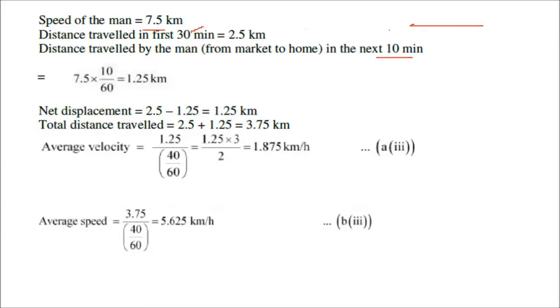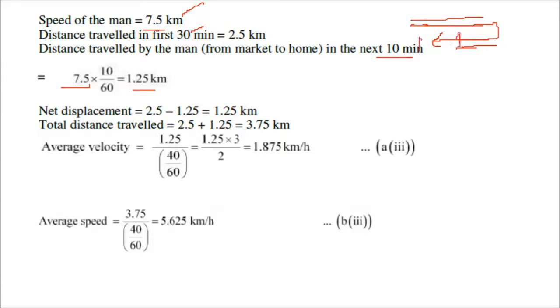30 minutes is okay, but for the next 10 minutes, 7.5 is the speed of the man when he is coming back, because for 30 minutes he has passed here with a certain speed. Now when he comes back, the speed changes to 7.5. So 7.5 into 10 minutes, 10 by 60, that is 1.25 km. Now he has come 1.25 km here on this side.